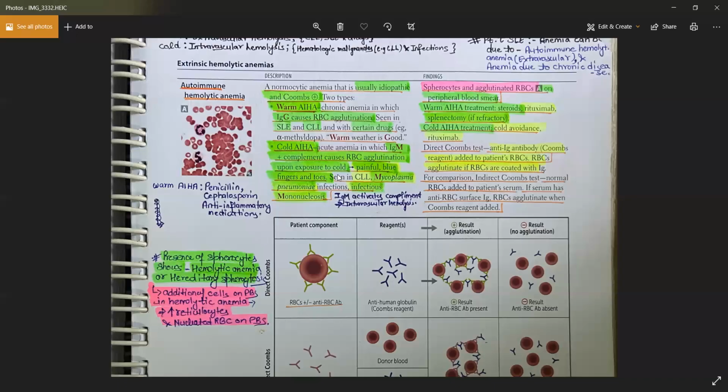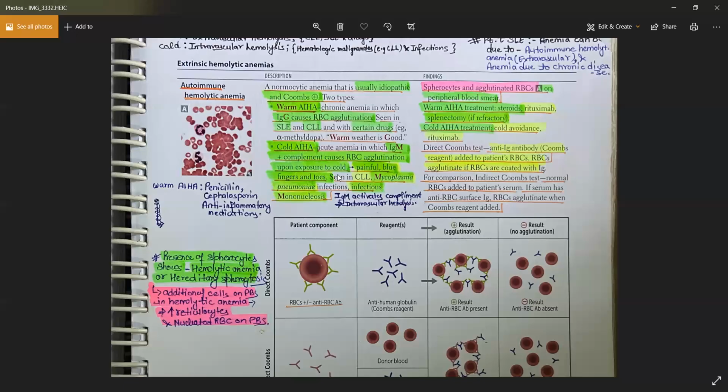This condition could be seen with some infections like Mycoplasma, very important. Whenever you have a Mycoplasma pneumonia infection, you will have the cold type of autoimmune hemolytic anemia, which means whenever you draw a blood sample of these patients with pneumonia and it shows clumping in the cold, that means the patient has a Mycoplasma infection. You can also see that in infectious mononucleosis and also with CLL. Very important. So for the warm type hemolytic anemia, you will think about alpha methyldopa, penicillins or cephalosporins. For the cold type, you will think about infections as well as CLL, infections like Mycoplasma or infectious mononucleosis. Very important.